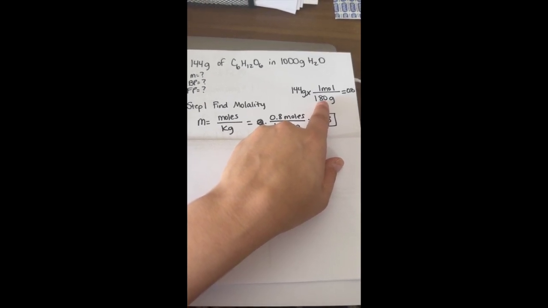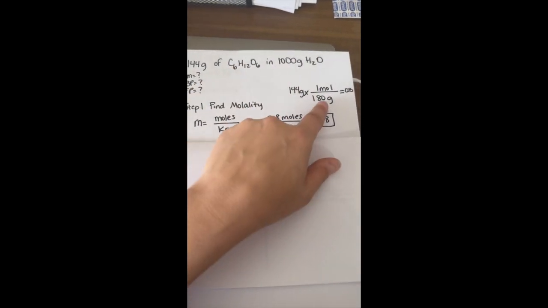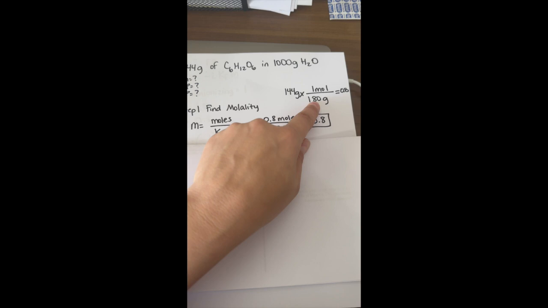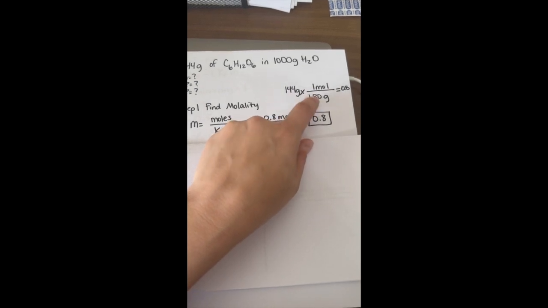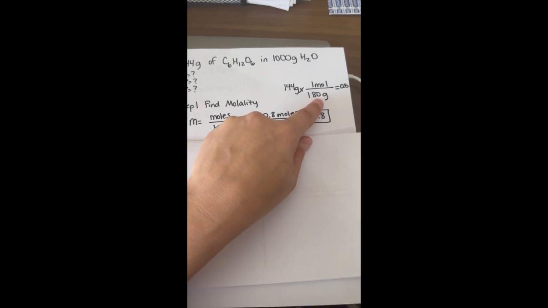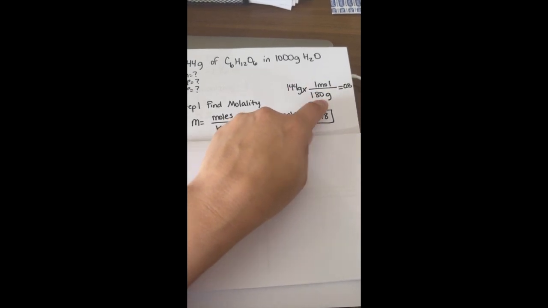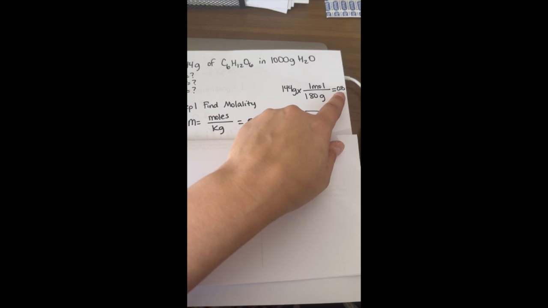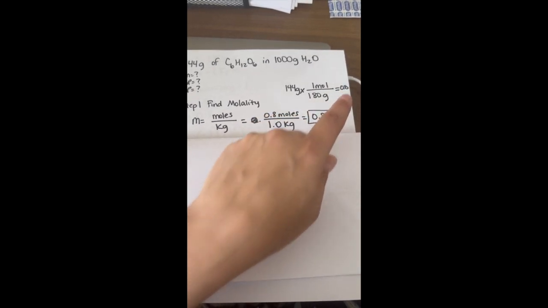Hopefully you see that this is the molar mass of sugar. I got this number by pulling out my handy dandy periodic table and adding the weight of 6 carbon, 12 hydrogen, and 6 oxygen. We add that together, we should get 180. This is a simple calculation, nothing new that you haven't already done a million times, right? We're going from grams to moles, and if we do that correctly, we get 0.8 moles of sugar.